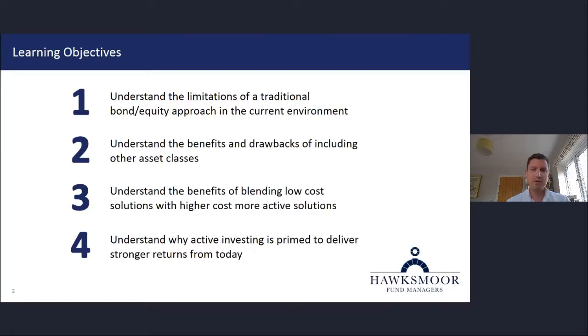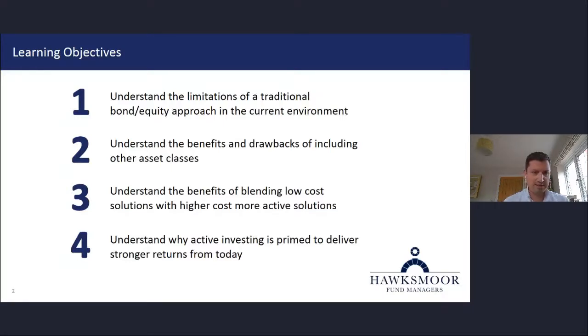Thirdly, I want to talk about how blending lower cost solutions, which might be more passively oriented or more oriented towards direct securities or certain styles, with a much more active but unfortunately higher cost investment process has significant merits.